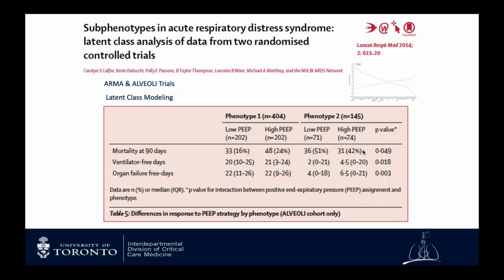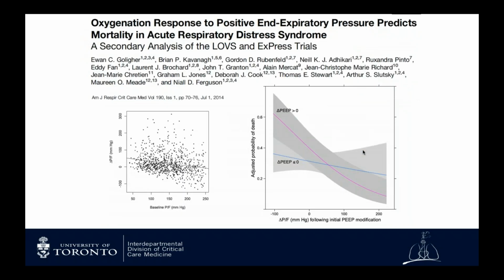So who you apply higher PEEP to has an important effect. One way to judge this is simply by looking at their oxygenation response to PEEP. And in this study, Gallagher looked at the first change of PEEP in patients going on to the lung open ventilation study, or the EXPRESS trial. Patients whose PEEP went up at the time of randomization, who subsequently had an improvement in their PF ratio, had a significantly lower risk of mortality, whereas when PEEP went up and oxygenation got worse, their mortality was significantly higher, whereas we didn't see any effect when the PEEP was the same or lower.